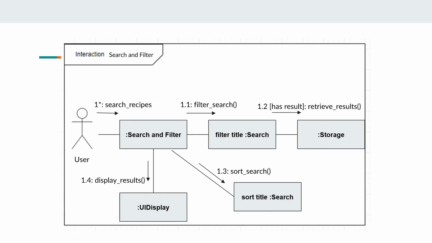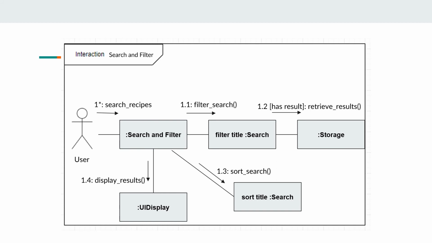Let's take the UML communication diagram to the next level. In order to apply it to our food application, here is one example of an interaction we can have. This relies upon the filter and sort mechanisms in the app. We begin with the user who wants to search for a recipe, and then that will take us to the hub, the search and filter object. This object will control the rest of the process.